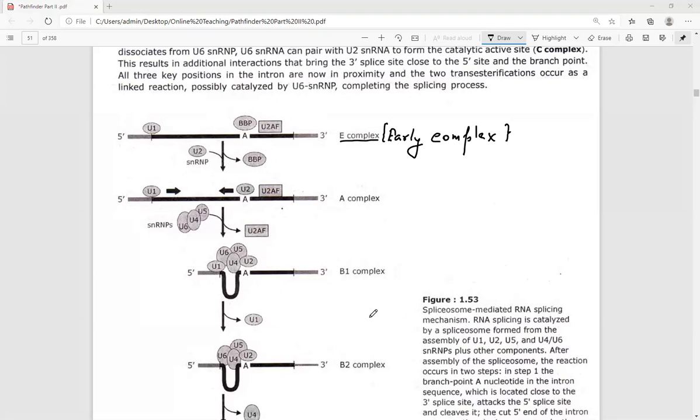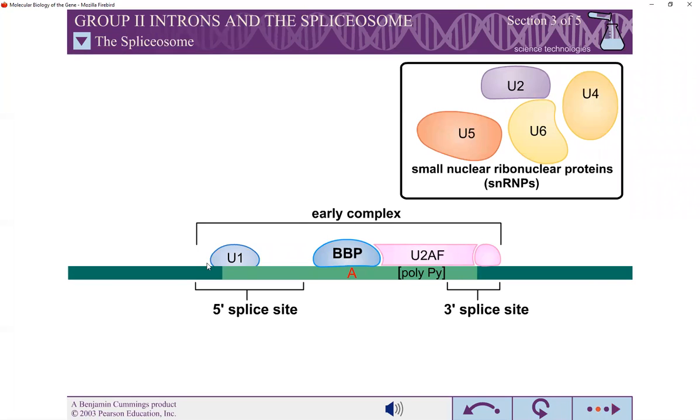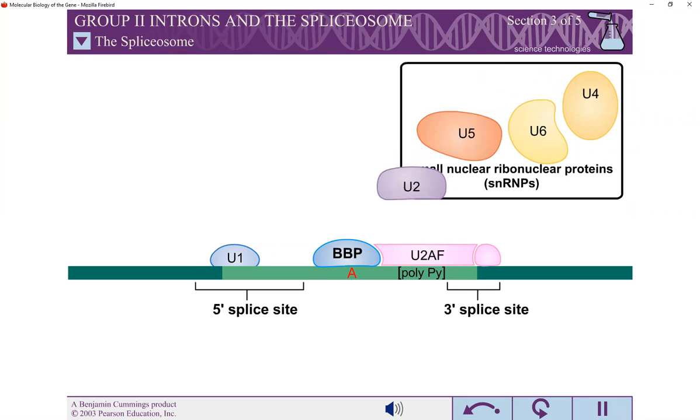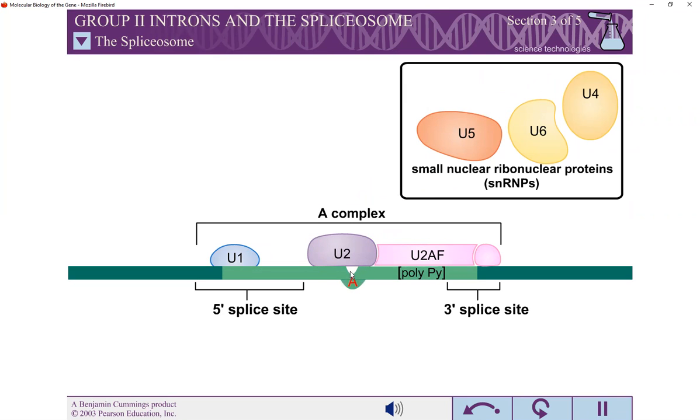Just a second. So this is the early complex which has been produced. Now moving forward, the U2 SNRP then replaces BBP at the branch site, aided by U2AF. This is called the A complex.